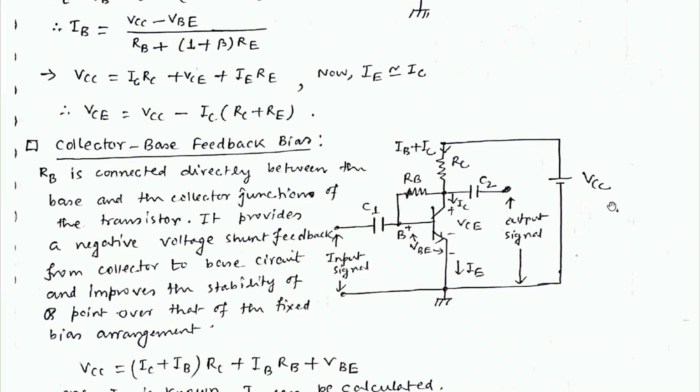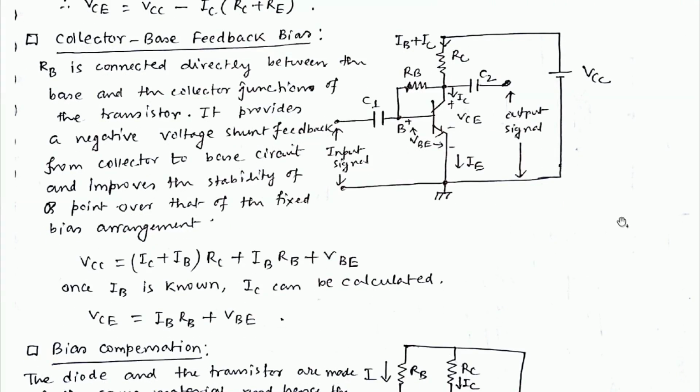This is for collector base feedback bias. I could not make it shorter, although it's a short note, otherwise nothing will be there. So this is the circuit and the minimum explanation. Collector base feedback bias: RB is connected directly between the base and the collector junction of the transistor, and it provides negative voltage shunt feedback from collector to base circuit and improves the stability of Q point over that of the fixed bias arrangement. So this is the improved version of the fixed bias arrangement.